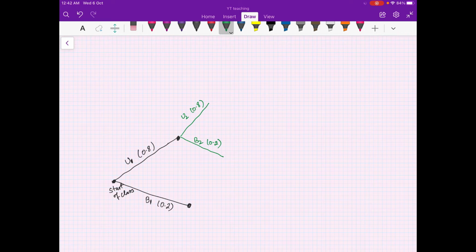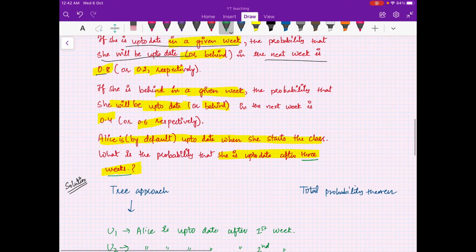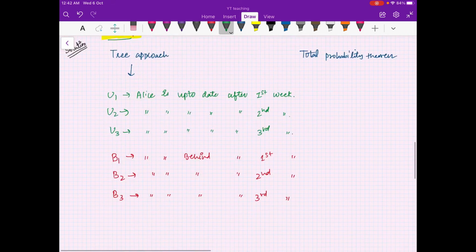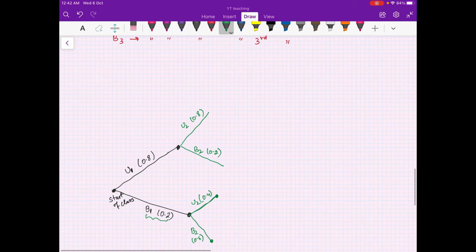Now here also she can be up to date or she can be behind. And now you see, if she is behind in the first week, then the probability that she is up to date in the second week is given to be 0.4, and the probability that she will be behind next week is 0.6. So that is obvious also, right? So this is 0.4, and here that she is still behind is 0.6. This is after the second week.